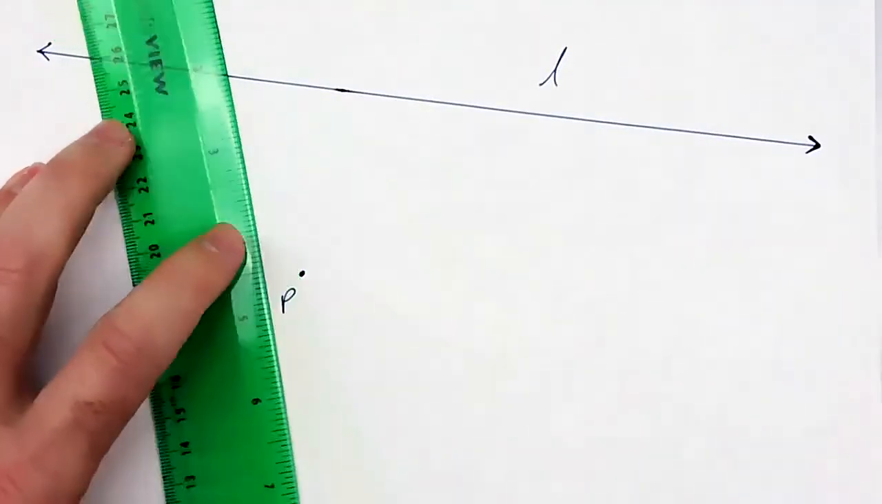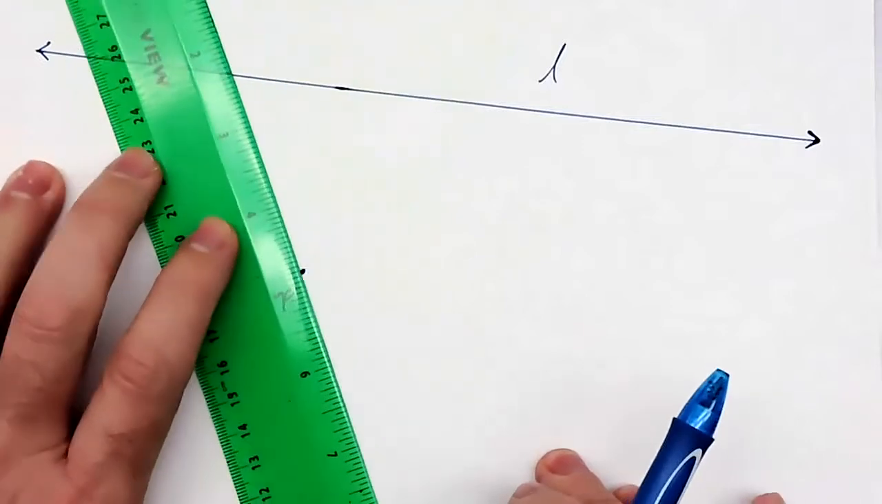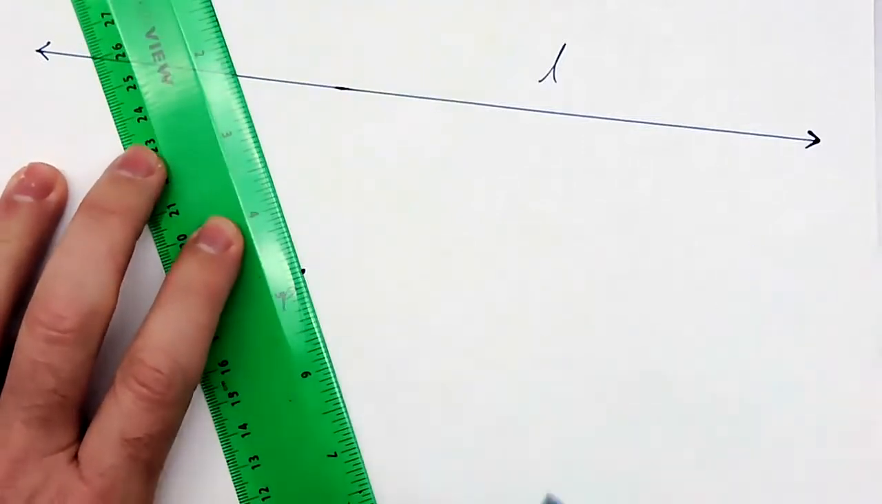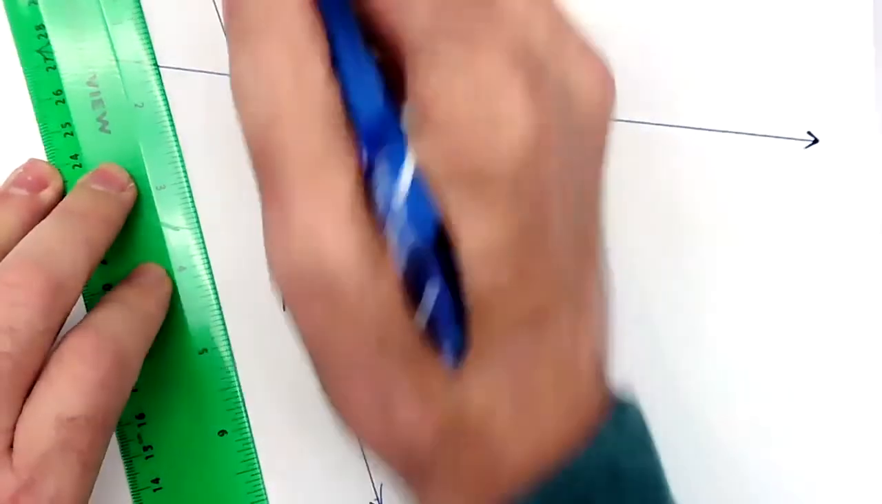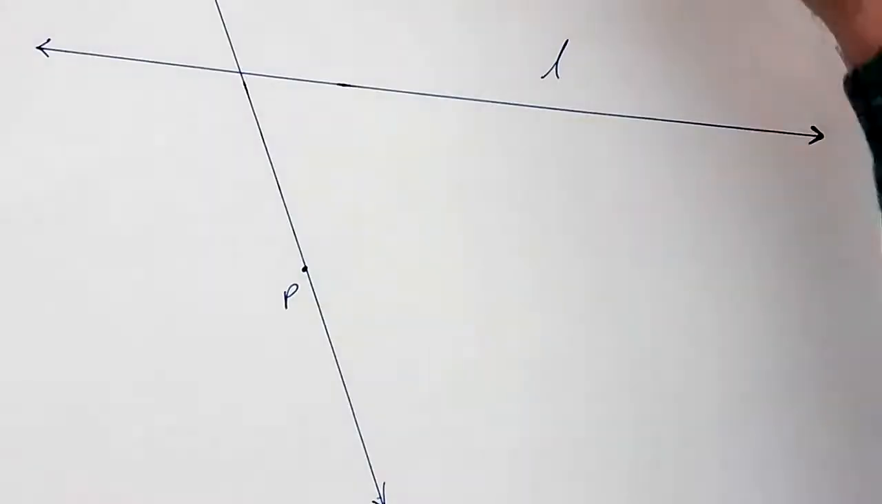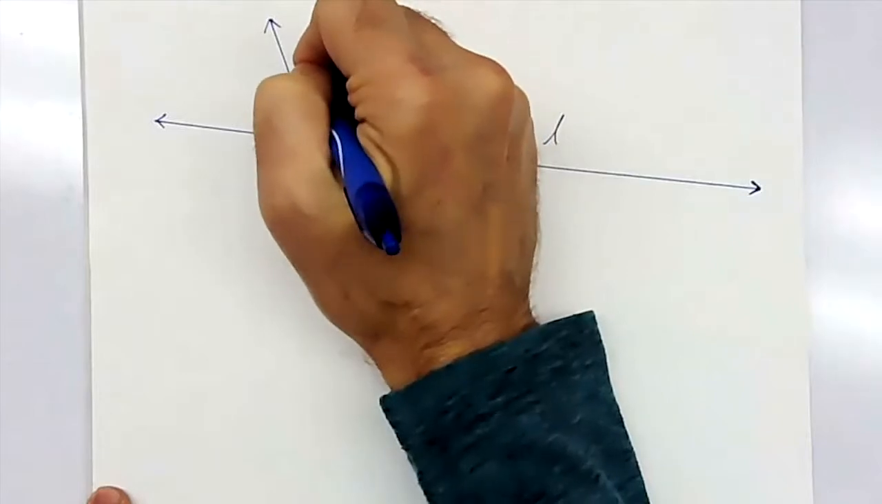We can draw it, it doesn't matter how. We can draw it any direction. Don't worry about the angle too much. So I'm going to put my transversal here. Okay, and let's call this transversal.